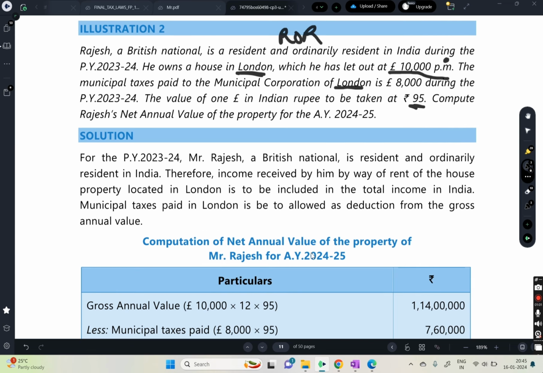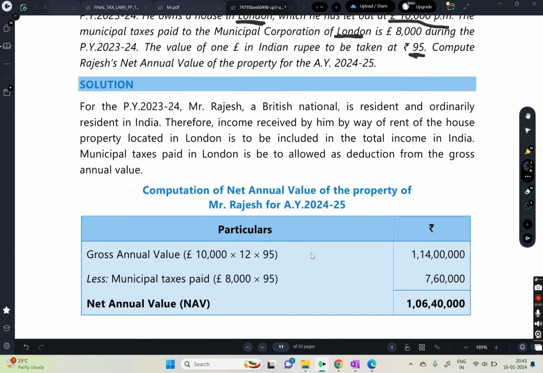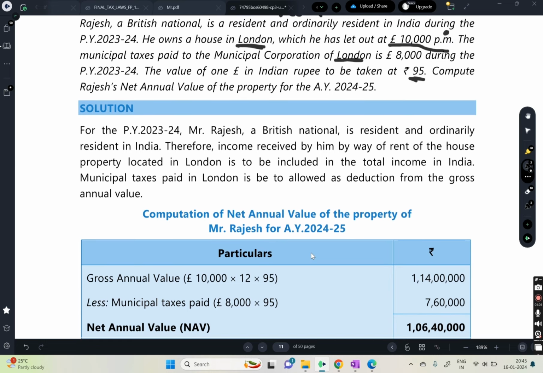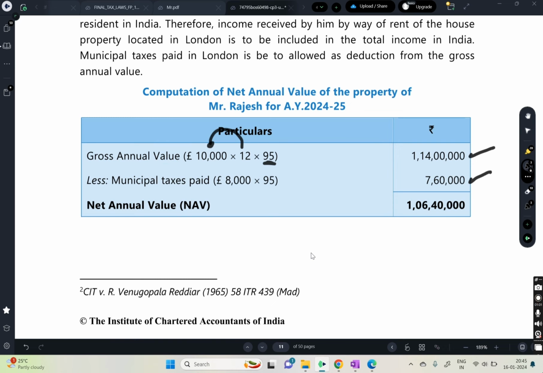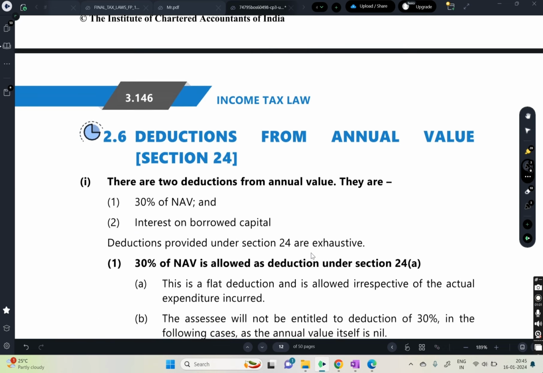Yes, that's all. So GAV, see here, they did not give all the information, they directly mention. So we will take 10,000 into 12 months, and then we convert it into Indian currency. We get this number, and then whatever municipal taxes we have paid, we deduct, and we get the NAV. That's it. This is a very small question, nothing to discuss about this.